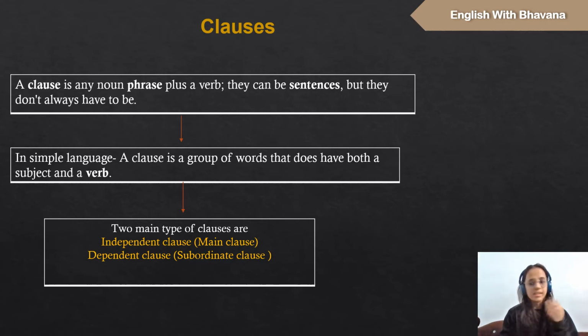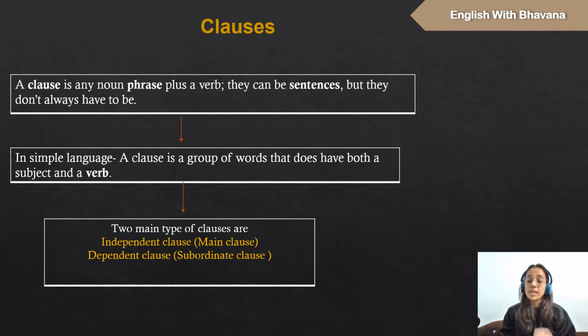Phrase क्या है? That does not have a subject and verb. Clause क्या है? It has a subject and verb. So whenever anyone asks you to tell the major difference between phrase and clause, you can just directly say a phrase does not have a subject and verb, and clauses have a subject and verb. Simple as that. Phrases do not have a subject and verb. Clauses do have a subject and verb.